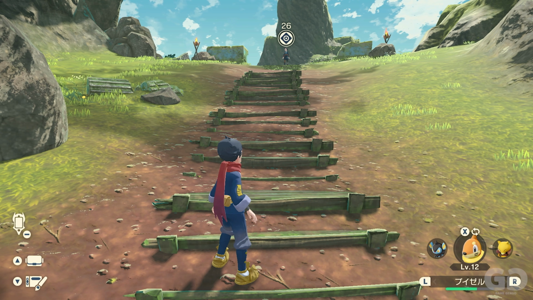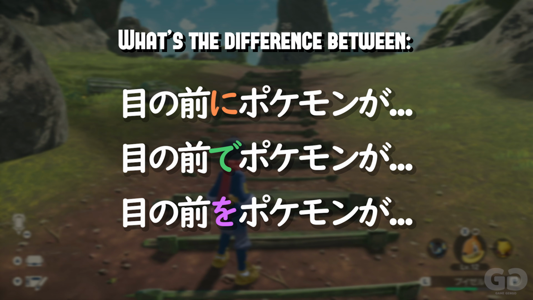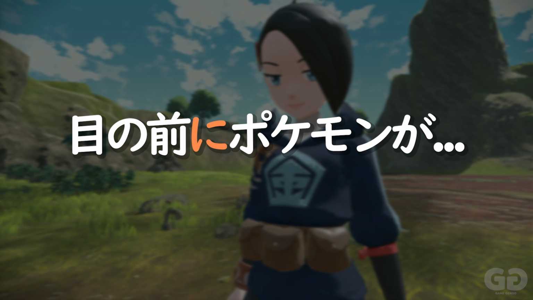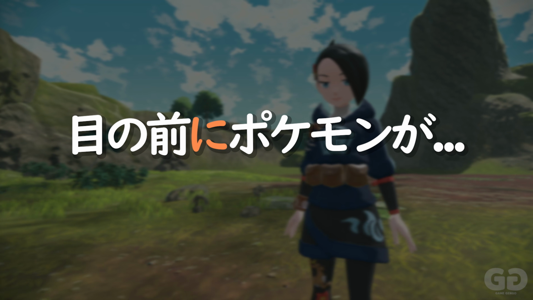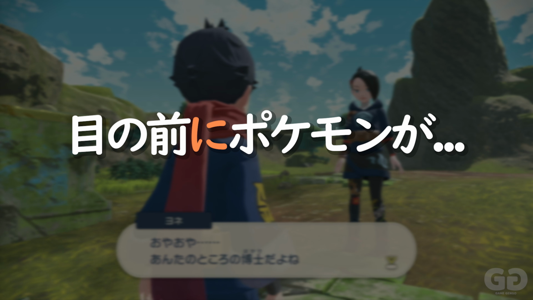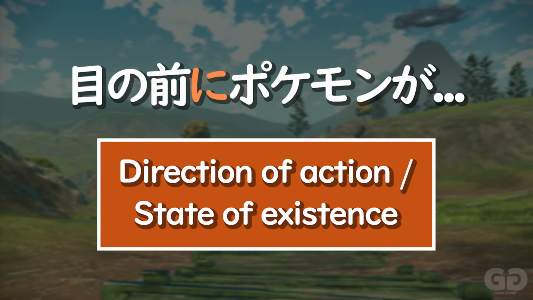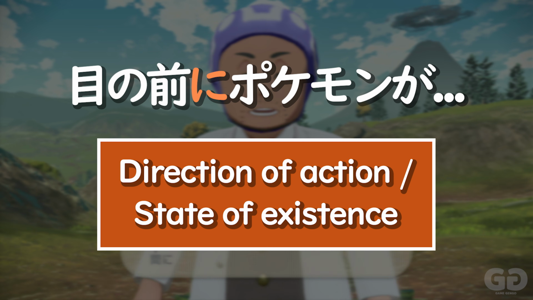So let's go back to those three sentences that I had you think about at the start of the video. What do you now feel is the difference between them? So let's start with 目の前にポケモンが, dun dun dun. So here we can see the ni particle is being used. So the natural thing to follow is either talking about the direction of an action or the state of existence.